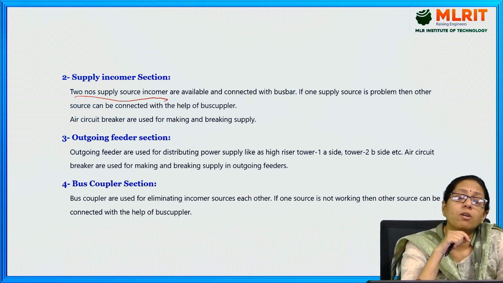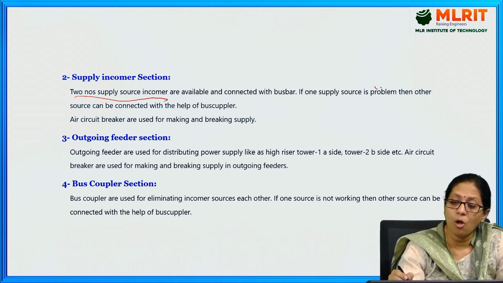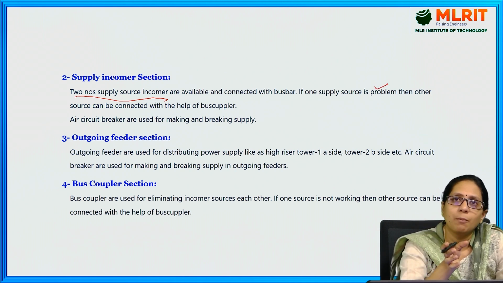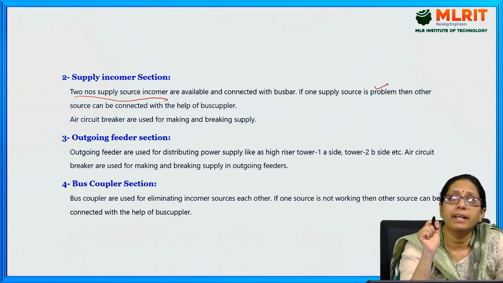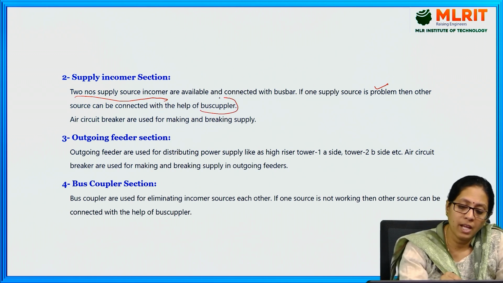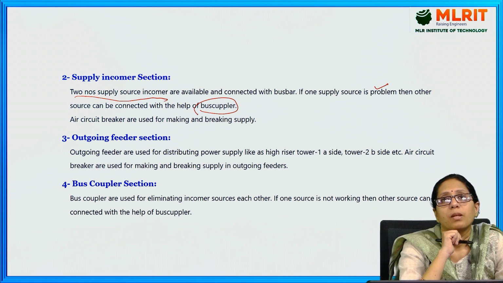If the supply from one source has a problem, as I said previously, if source 1 is having any problem, they can take the supply from the second source. So both the sources, source 1 as well as source 2, are connected to the bus bar with the help of a bus coupler.